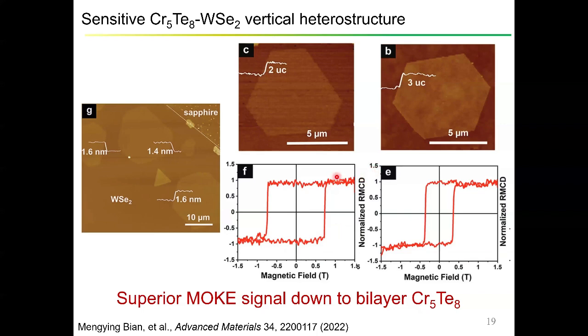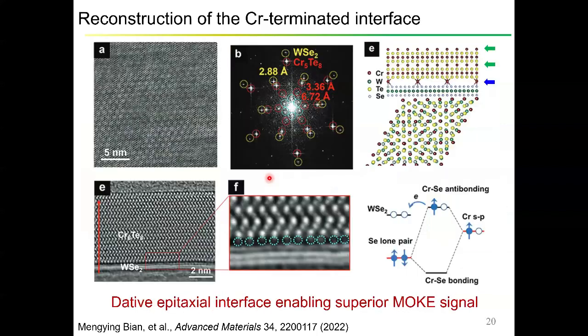Okay, but if we look at the atomic structure, we also find new things. We find that in the terminated surface of the bilayer, it appears there's a superstructure reconstruction at the terminated interface. That means at the terminated interface here, the blue arrow showing it, the intercalation configuration of chromium is different in the bulk than in the surface.